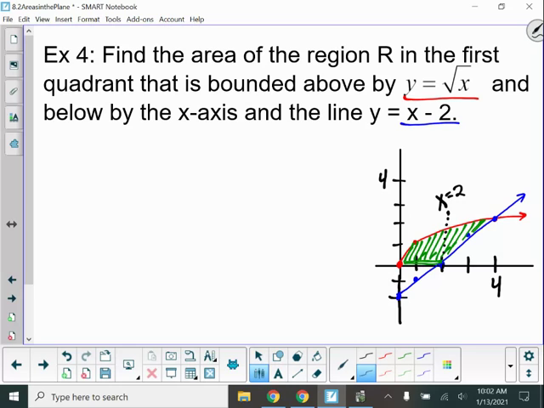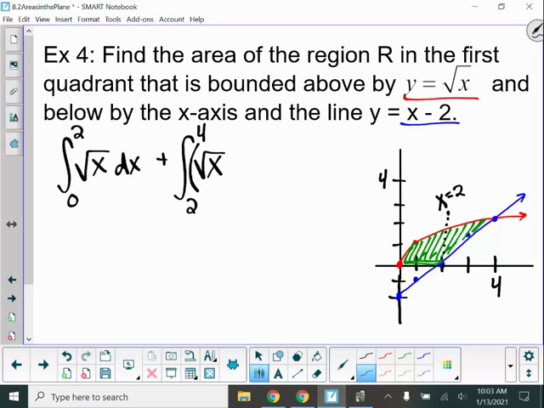The first integral is going to go from 0 to 2. And that is going to be simply the integral of the square root of x. You could subtract the x-axis equation from that, but you're just subtracting 0, because the x-axis is the line y equals 0, so that doesn't really change anything. My next region then, from 2 to 4, has the square root of x on top, and then x minus 2 on the bottom. So it makes the most sense to split this up.